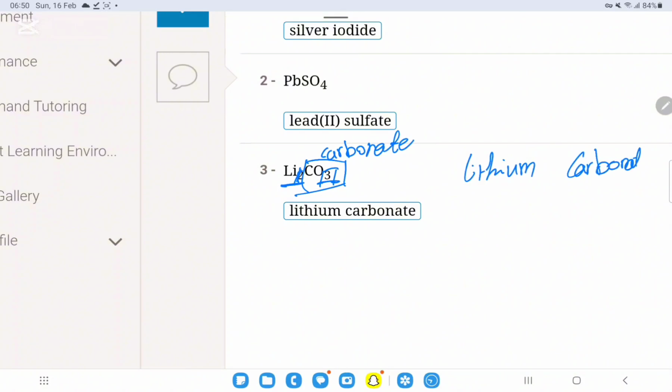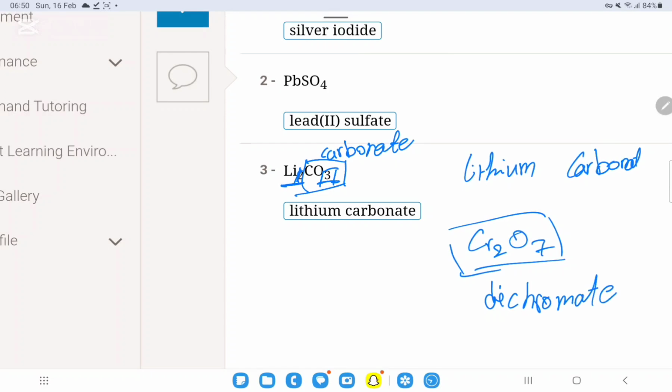Now if they gave you a dichromate ion, Cr2O7, this is a dichromate ion. The di, you have to put it. It came in the written part and a lot of people got it wrong, because they told us not to put the di or the prefixes. But this one, its name is dichromate. You have to put the di. It's not an option, it's in the name itself.